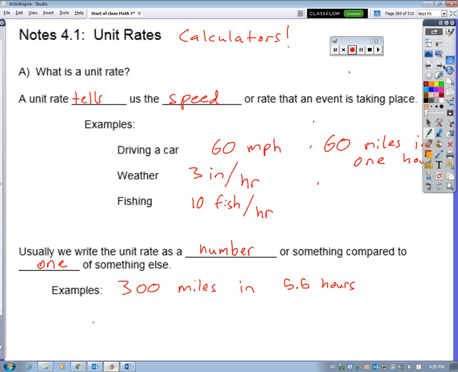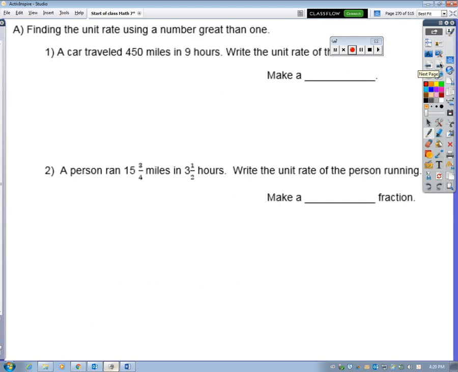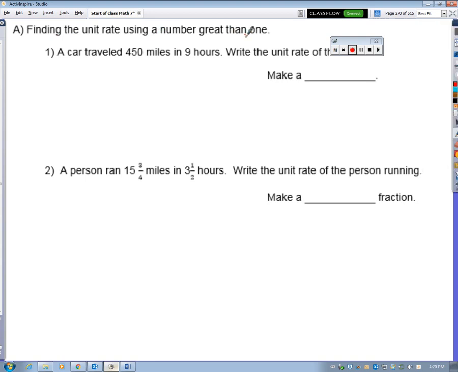Let's take a look at some examples, and let's see how we're going to find the unit rate. First example we have is finding the unit rate using a number greater than 1. Okay, here is our situation. A car traveled 450 miles in 9 hours. Write the unit rate of the car. We want to know how fast this car was going. We have this information. We want to see how fast it was going.